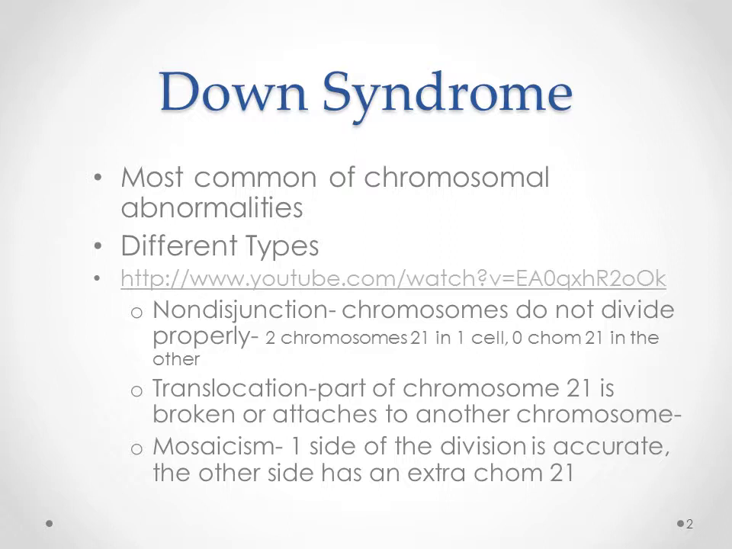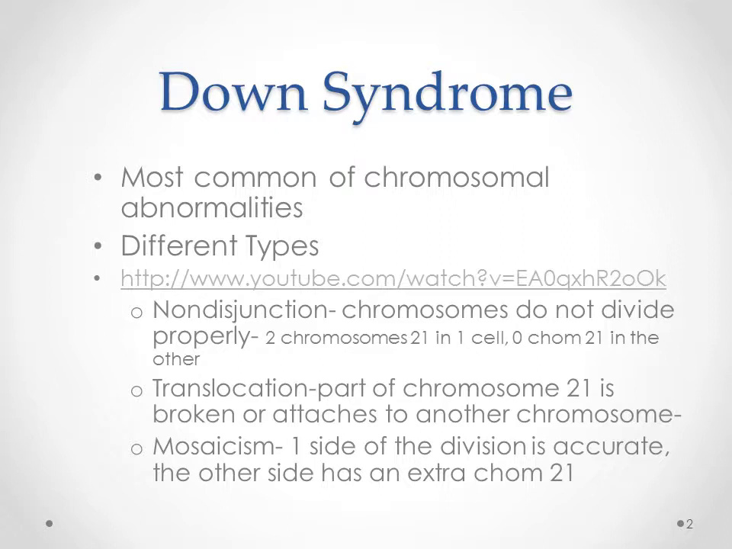Please take the time to copy and paste it into your web browser and watch it, because it gives you a really good visual on how these cells divide typically, and then it talks about how a non-disjunction would divide, where you end up with 2 chromosomes in one cell and then 0 chromosomes in the other cell. And with Down syndrome, we're looking specifically at chromosome 21.